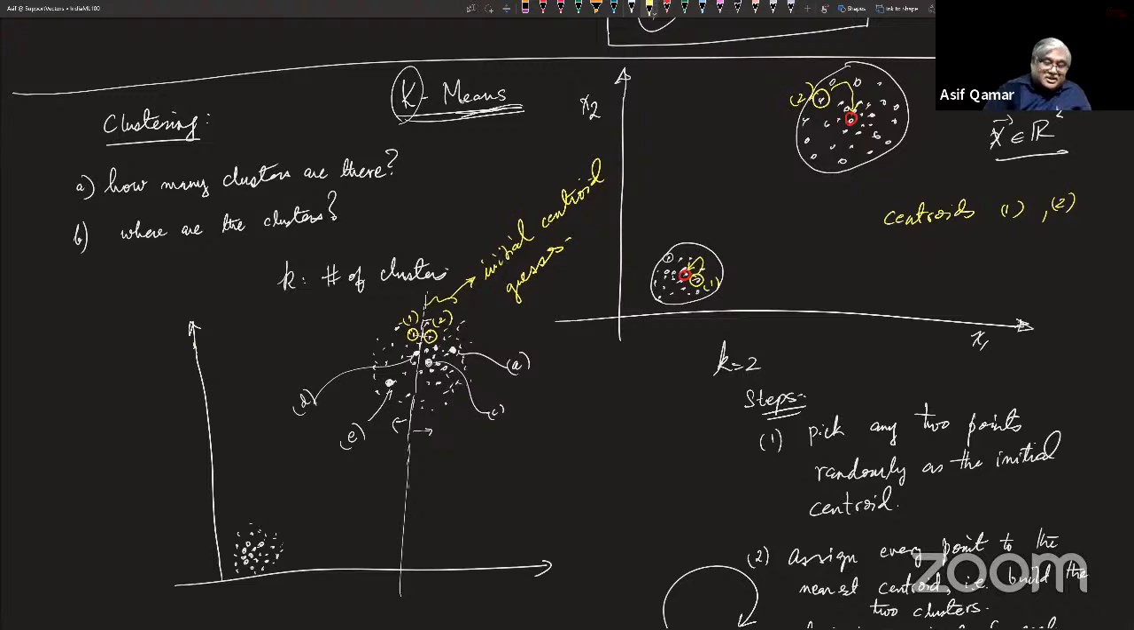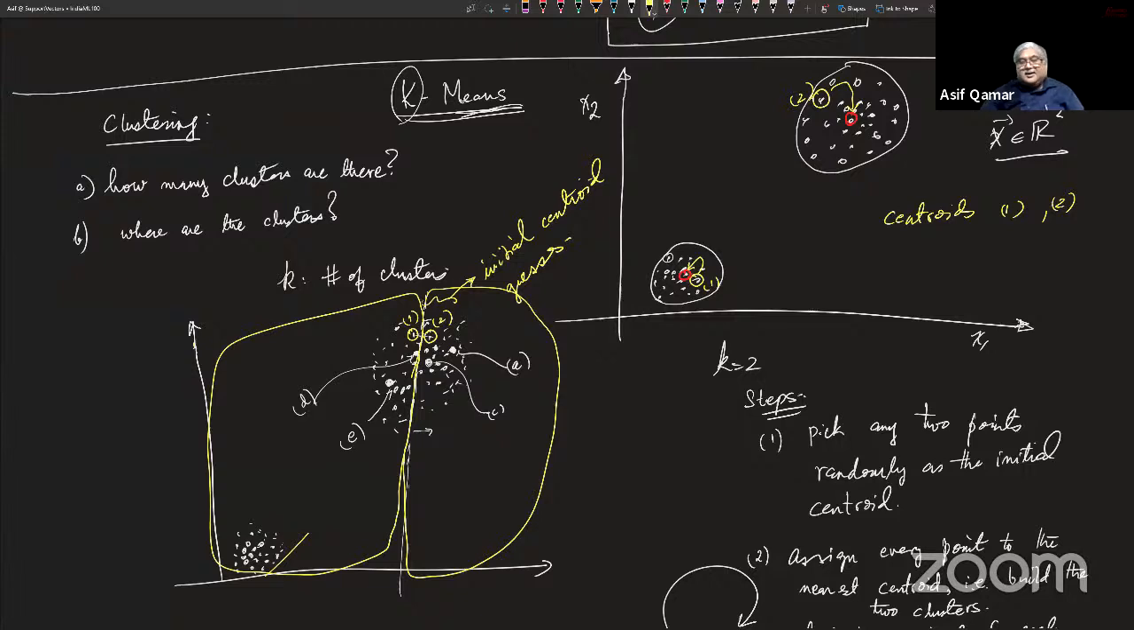And so the first time around, your cluster would be something like this. Let me bring back those white points. This entire thing is your cluster, one cluster, even though it has a lot of empty space. And this part is the other cluster, right?